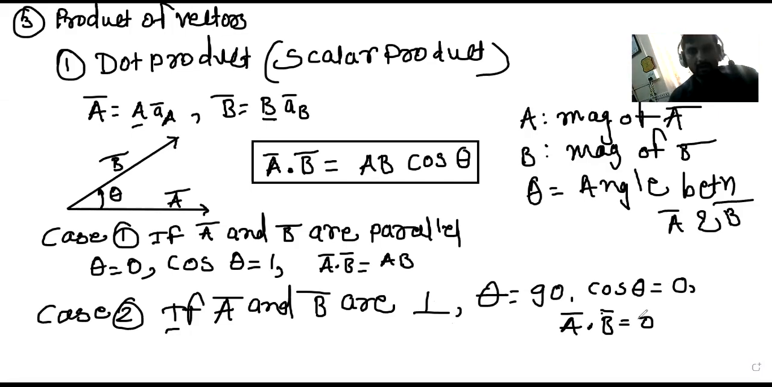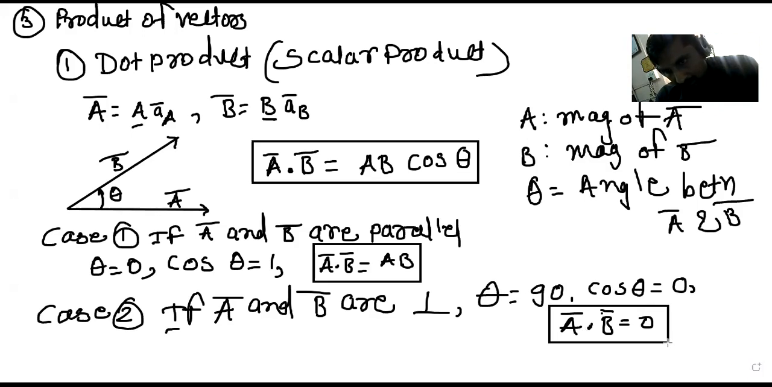So I hope you are making note of this. These are different cases based on which MCQs are being asked. Different cases are very, very important. Case 1, if A bar and B bar are parallel, that means theta is equal to 0 and cos theta is equal to 1. So A bar dot B bar is equal to AB. Case 2, if these two vectors are perpendicular, in that case theta is equal to 90 degree and cos theta is equal to 0, and hence A bar dot B bar is equal to 0. That's it. One more case is there, so let's proceed.